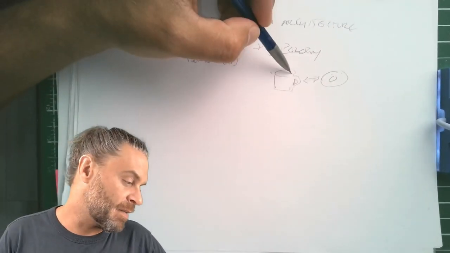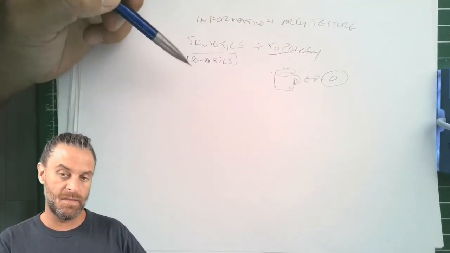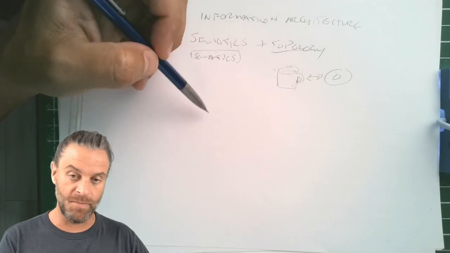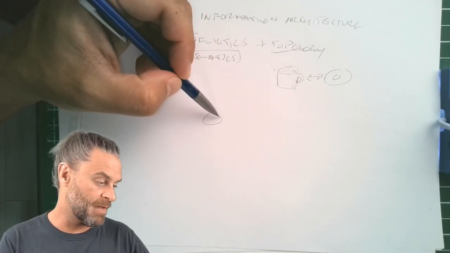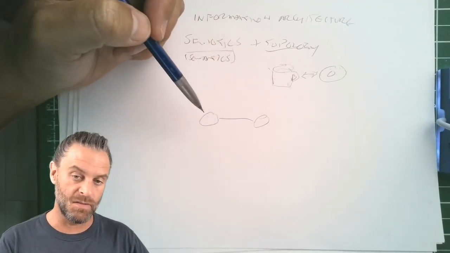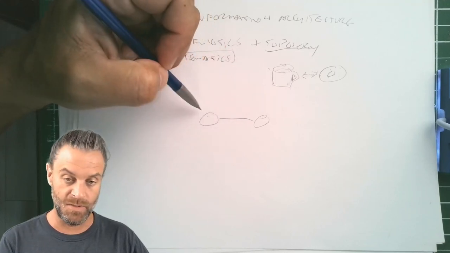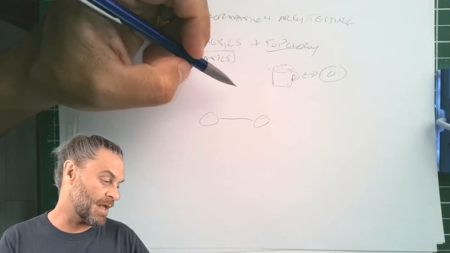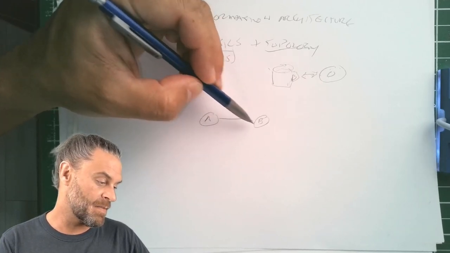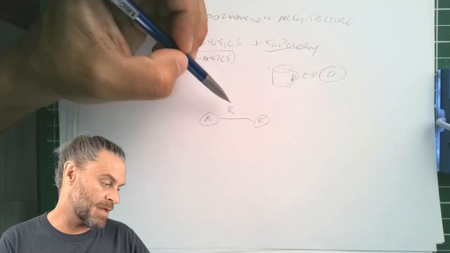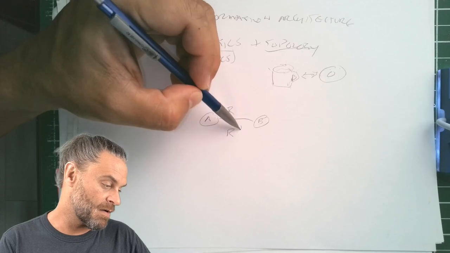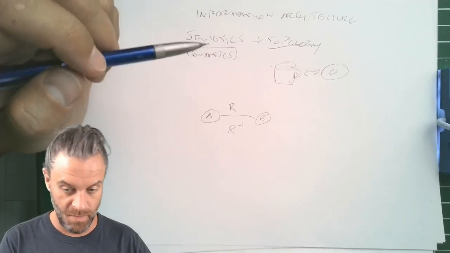And the idea behind that is, when you think of any kind of information system, it's made up of stuff that looks like this. You got a node and another node, and then you got some kind of relation between the two nodes. And so this has a meaning, and this has a meaning, and this has a meaning. I'm going to call that R for relation. And then there's also potentially an R inverse relation, R to the negative 1.